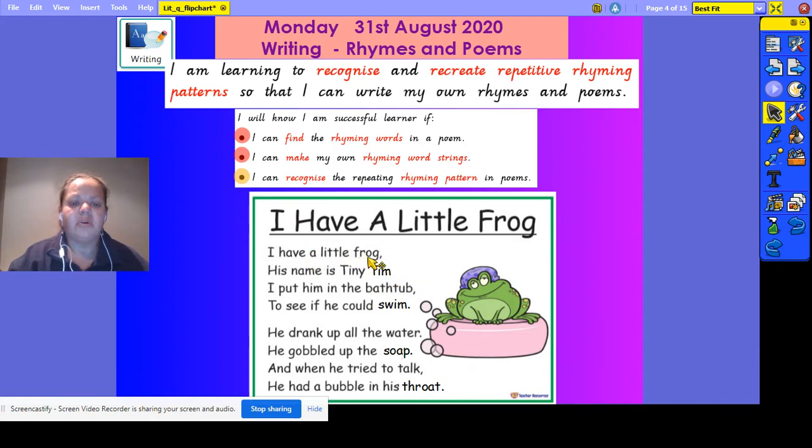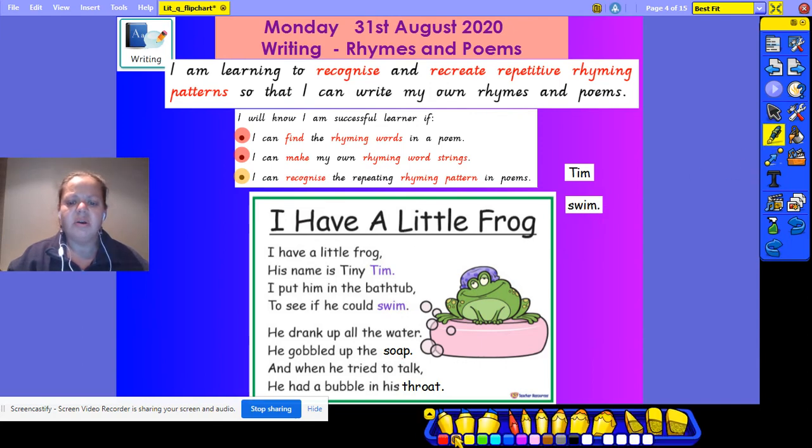So let's look at the first part of the poem. I have a little frog. His name is Tiny Tim. I put him in the bathtub to see if he could swim. Now, if I listen very carefully, Tim and swim both end with M, okay? So what I'm going to do is colour those words the same colour. So I've got Tim and swim. You can take a highlighter or you can circle your words so that they can stand out. Tim and swim.